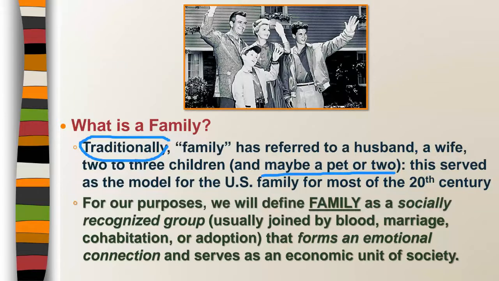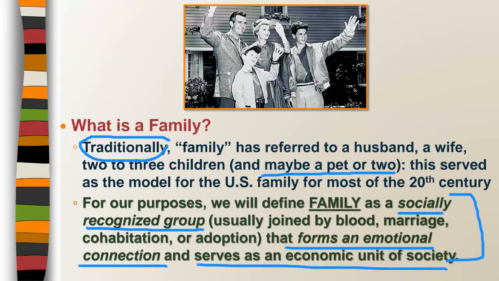And that kind of image of the family, this Leave It to Beaver, perfect white picket fence, nuclear family, served as the model of the U.S. family for most of the 20th century. For our sociological purposes, we're going to define family a little bit more broadly as a socially recognized group, usually formed by blood, marriage, cohabitation, or adoption. The important part is it forms an emotional connection and serves as an economic unit of society.